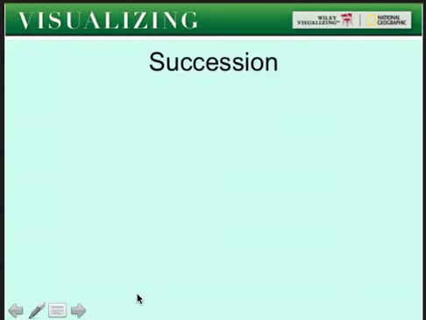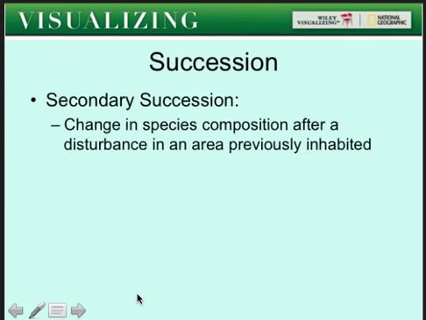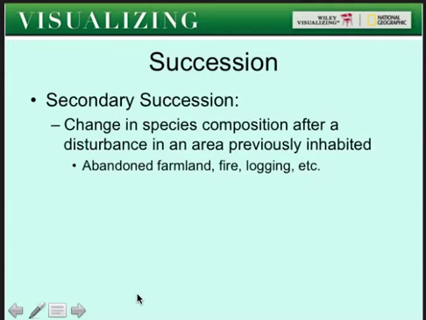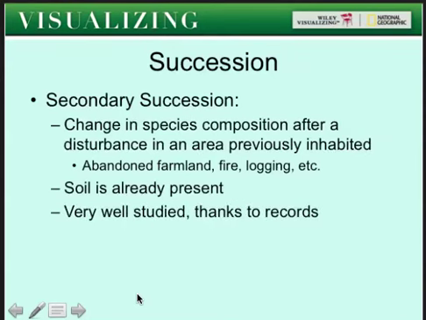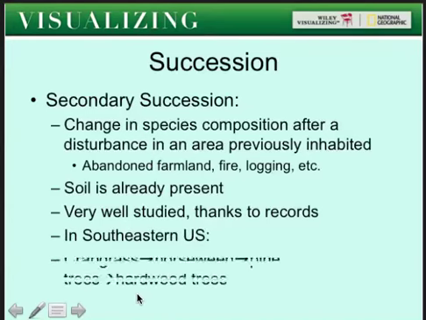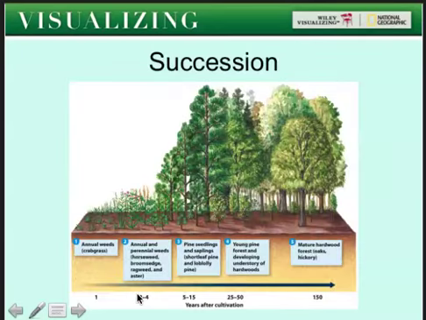In secondary succession, we see changes in species composition after a disturbance in an area that was previously inhabited. Examples include abandoned farmland or areas that have been ravaged by fire or logging. The soil is already present, and it is very well studied thanks to extensive records that have been taken. In the southeastern U.S., an example is crabgrass communities giving rise to horseweed communities, giving rise to pine trees, and eventually hardwood trees. And here you can see a perfect example taken from North Carolina.